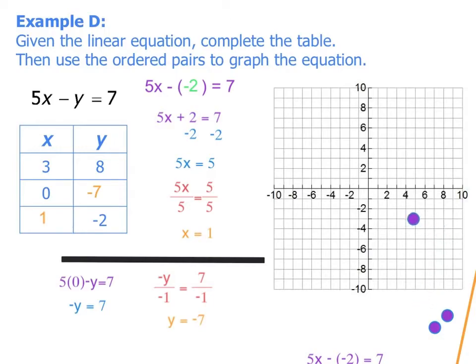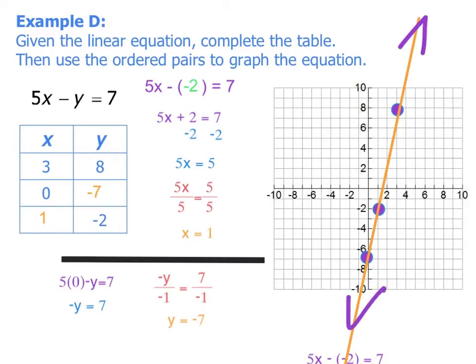So we've got 3, 8, over 3, up 8. 0, negative 7, going over left, right, 0, down negative 7. Over 1, down negative 2. And again, I've got a nice straight line, so I know that I probably did this correctly. I'm going to bring over my line. Yep, everything's in a nice line. But again, I'm going to make sure that I have arrows on the end because these are not the only answers that work here. Let's take a look at the next one.